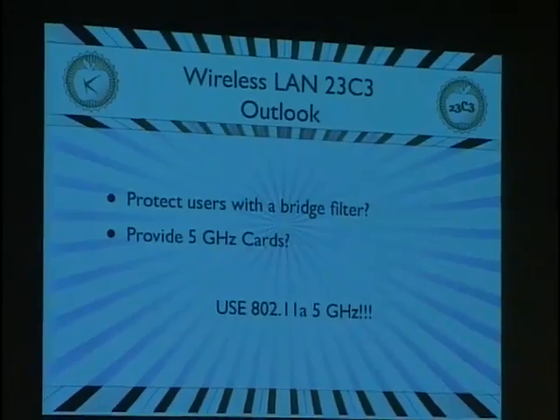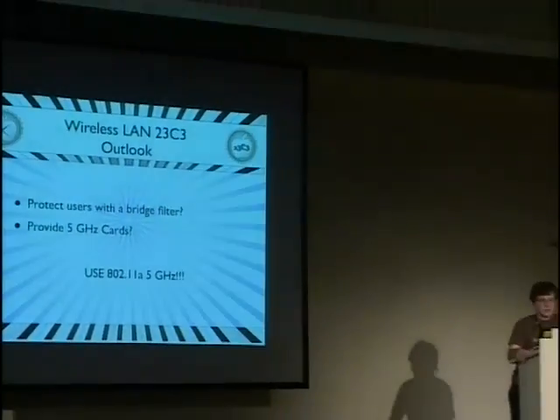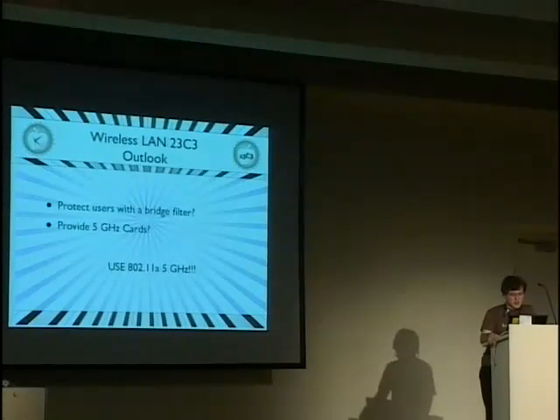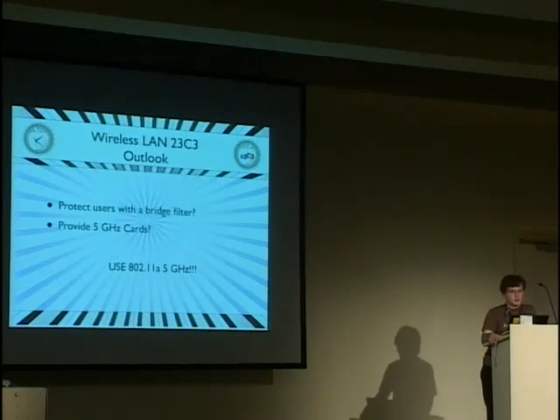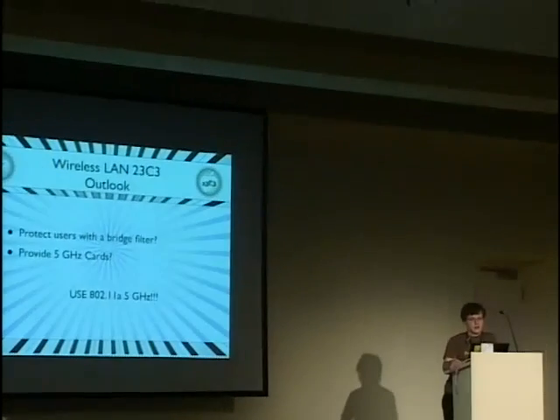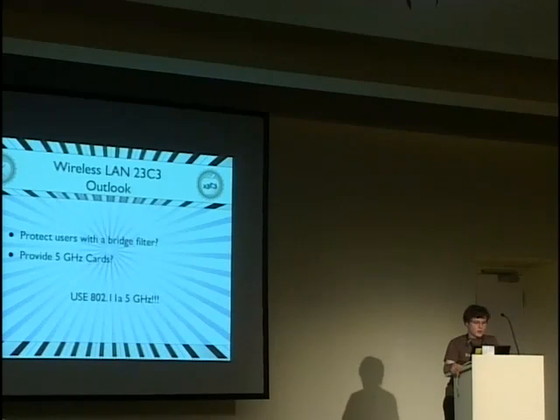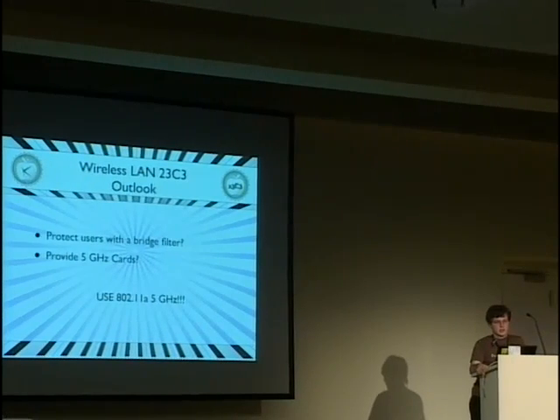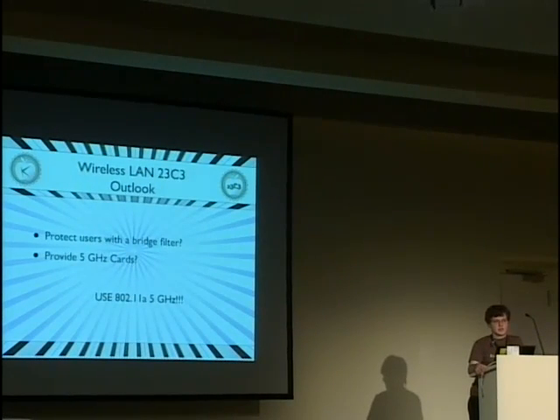So what is the outlook for next year? Maybe protect our users by blocking interstation communication. But I don't think it will help. People can always inject packets, and a bridge filter is nothing against that. Provide 5 gigahertz cards. On the 2.4 gigahertz band, you have no chance to make the wireless work at such an event. So if you have the possibility to buy an 802.11a card, use 5 gigahertz, and you will see that you get more performance out of it. Okay, so use 5 gigahertz.